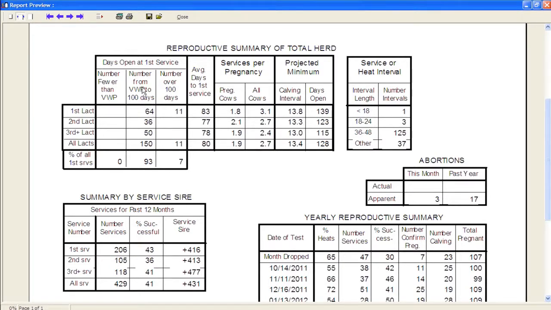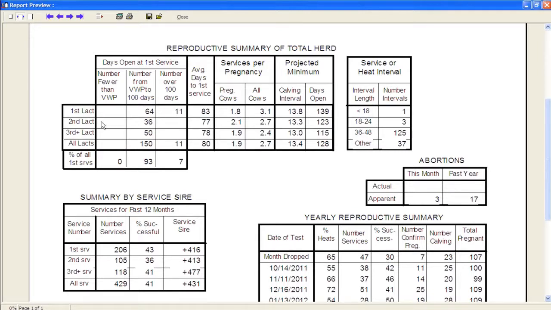You can see between the voluntary waiting period and 100 days, roughly 93% of the cows get their first service. So we're on a very strict timed AI program, and you can see that only 7% of the herd, mostly heifers, there's 11 heifers here, are over 100 days at the time they get their first service. Some of this is probably due to some anestrus, and some of those heifers, if they're milking pretty heavy, we're not getting cyclicity out of those heifers.